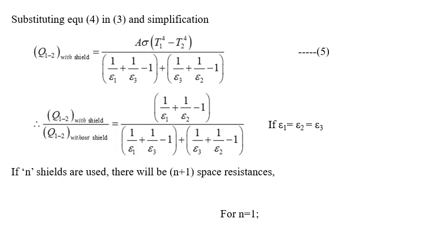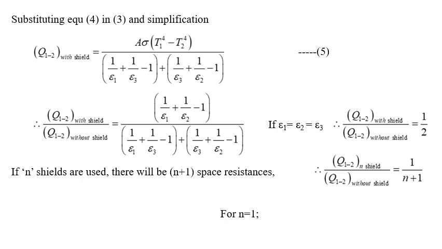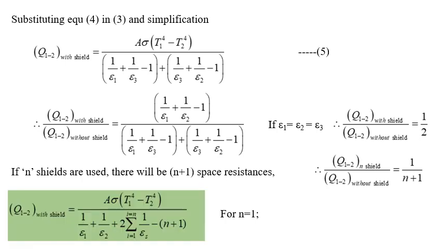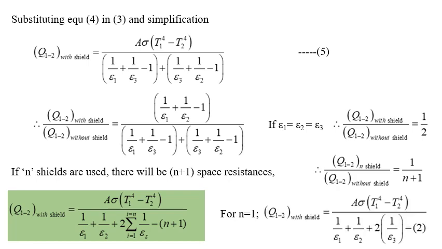When epsilon 1 is equal to epsilon 2 is equal to epsilon 3, we can get the ratio of heat transfer with shield to without shield. If the emissivities are the same, then we will get half. If n shields are used, then there will be n plus 1 space resistances, so you will get 1 by n plus 1. So the equation is like this. For n equal to 1, we will get the equation.